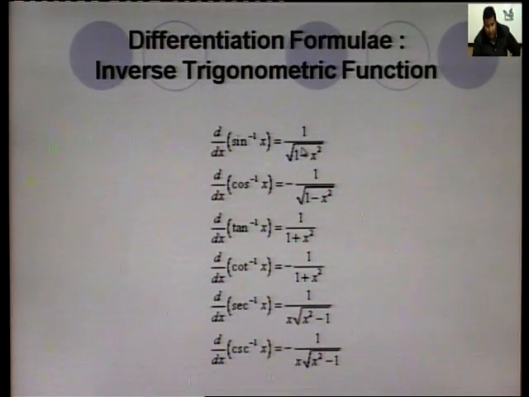In the derivative of sine inverse x, this is 1 upon root of 1 minus x square, and for cos inverse x, this is minus 1 upon root of 1 minus x square. The only difference between sine inverse x and cos inverse x is the minus sign. Similarly, for tan inverse x, this is 1 upon 1 plus x square, and for cot inverse x, here comes the minus sign. For sec inverse x, this is 1 upon x root of x square minus 1, and for cosec inverse x, here comes the minus sign. These six formulas will be used in inverse trigonometric derivatives.